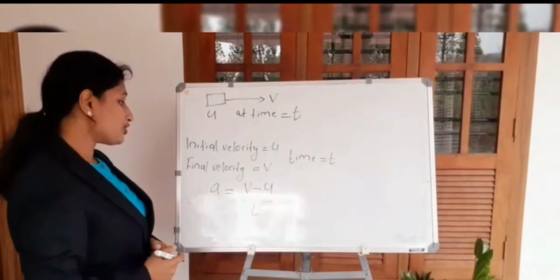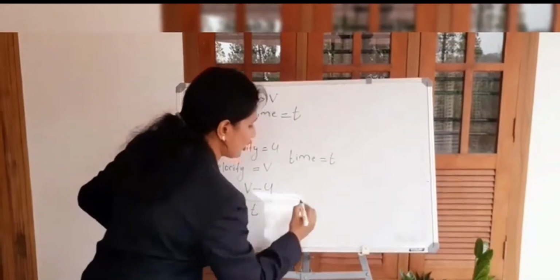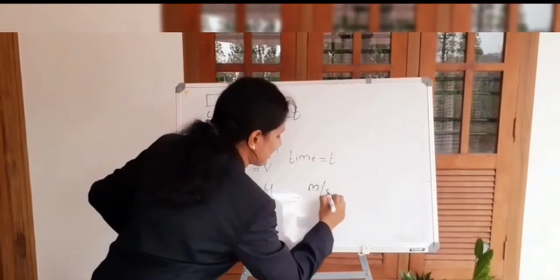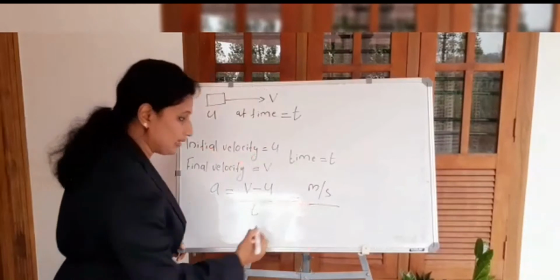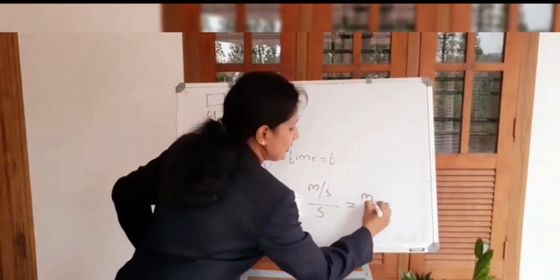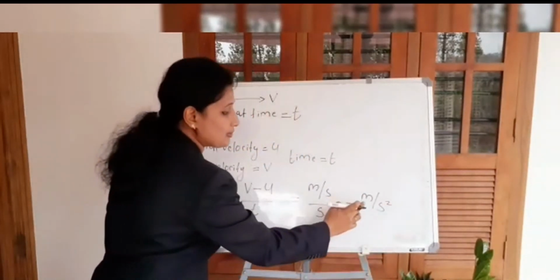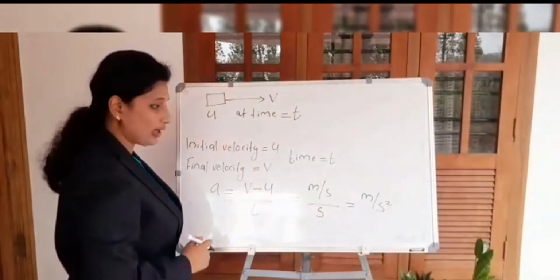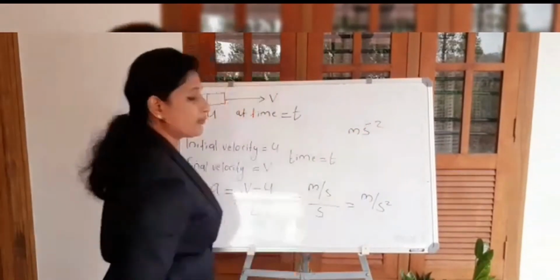And what is the unit of acceleration? Here the unit of velocity is meter per second, divided by the unit of time, which is again second, which is equal to meter per second square. Either you can write meter divided by second square or meter second minus 2. Both are the same.